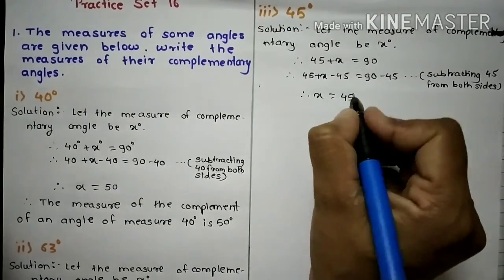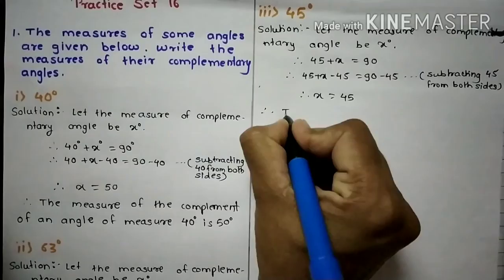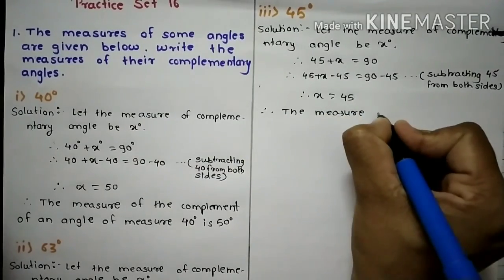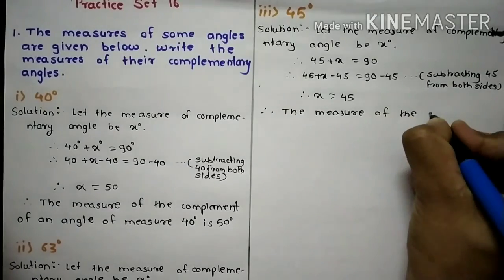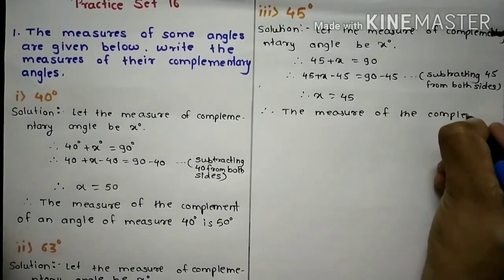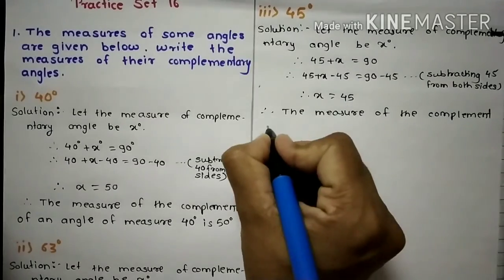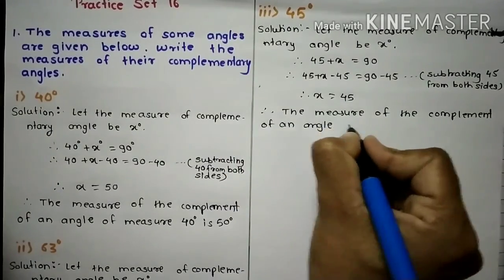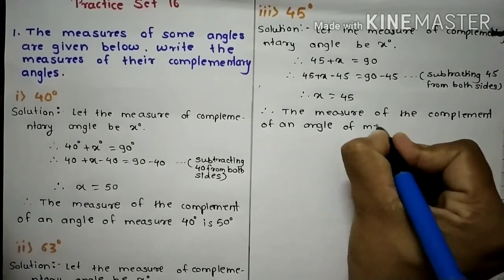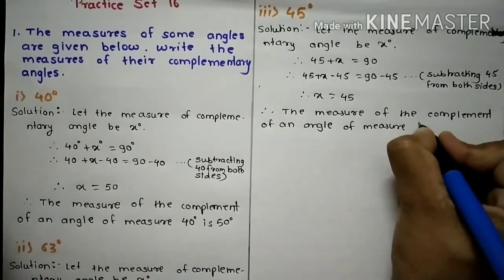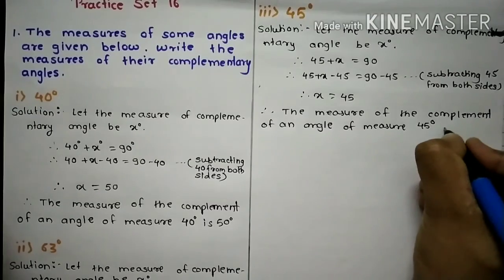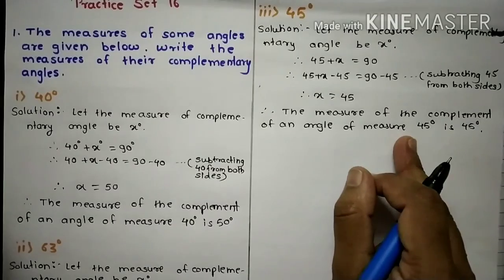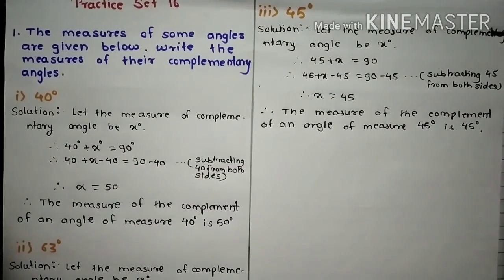45. Therefore the measure of the complement of an angle of measure 45 degrees is 45 degrees. Okay, now see the next example.